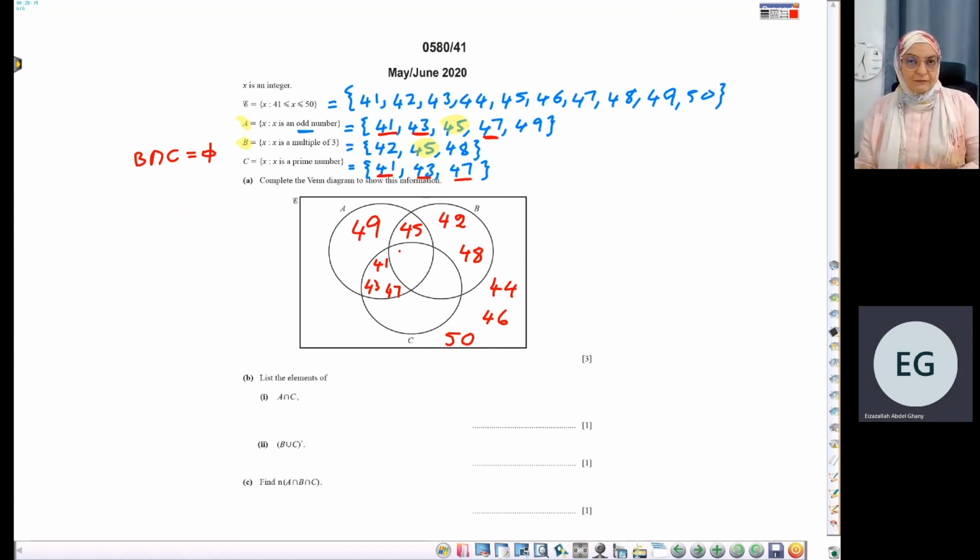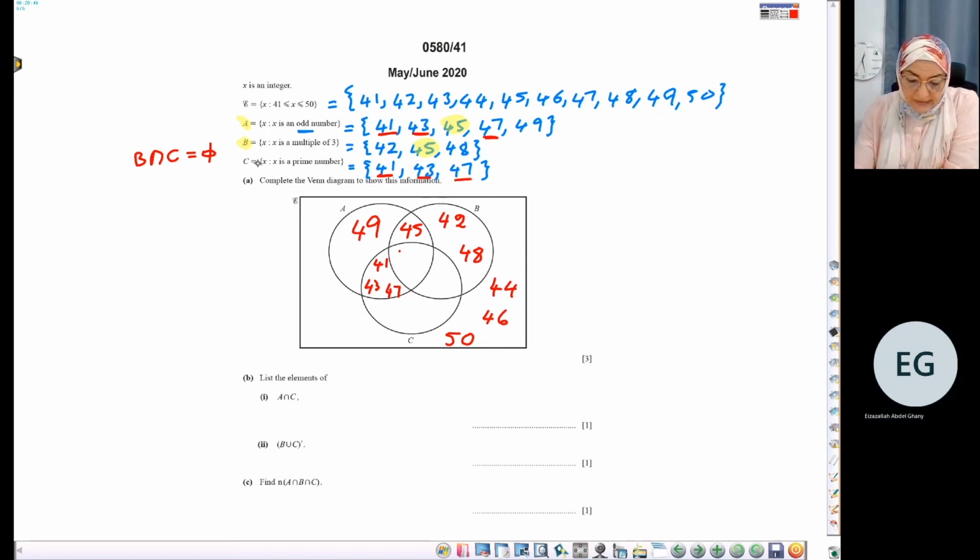Final check. Set A contains odd numbers. Are these odd? Yes. They are all odd: 41, 43, 45, 47, and 49. Set B contains multiples of 3, which are 42, 45, 48. Put your pencil on set B. It contains 45, 42, and 48. Take care, we never repeat elements. Set C, prime numbers, which are 41, 43, 47. Put your pencil on set C. It has 41, 43, and 47.